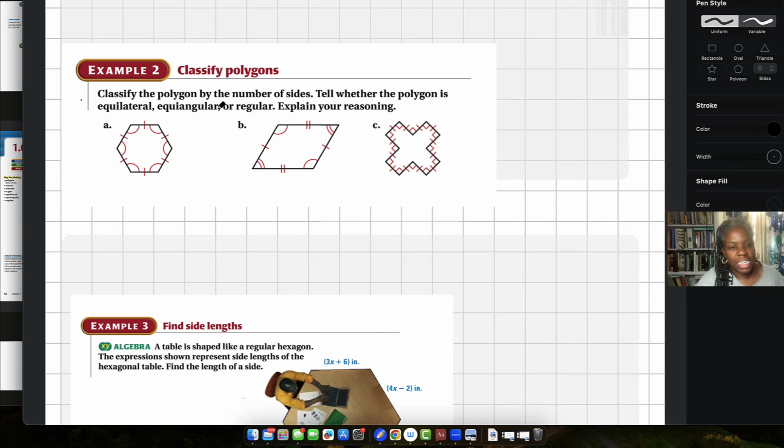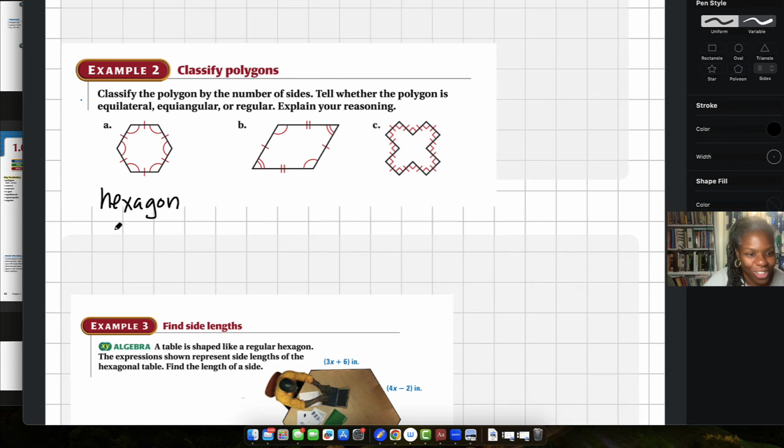Example 2 is asking us to classify the polygon by the number of sides, then tell whether the polygon is equilateral, equiangular, or regular. Explain your reasoning. So we're going to just talk about our reasoning. I won't verbally or write out the written explanation, but when I look at this polygon, it is a polygon. I see that it has 6 sides. So 6-sided polygons are called hexagons. The next thing I'd like you to see is that it's marked that all of the sides are congruent and all of the angles are congruent. So that means it's both equilateral and equiangular.